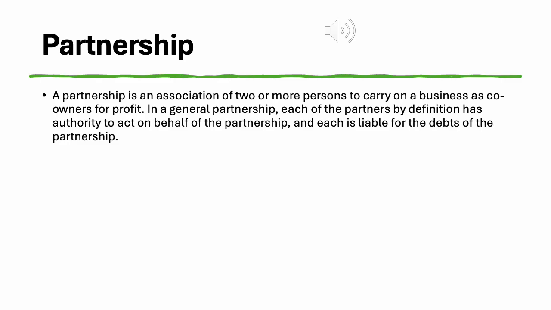Partnership. A partnership is an association of two or more persons to carry on a business as co-owners for profit. In a general partnership, each of the partners by definition has authority to act on behalf of the partnership, and each is liable for the debts of the partnership.